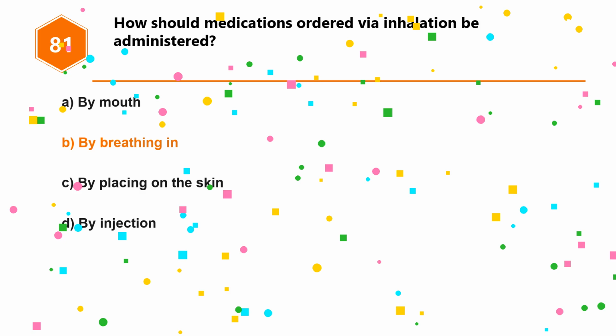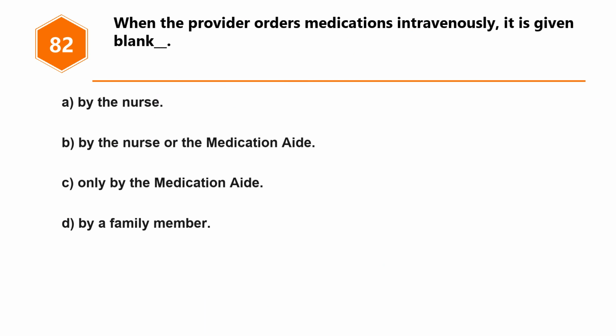The correct answer is option B. By breathing in. Question 82. When the provider orders medications intravenously, it is given blank blank. Option A. By the nurse. Option B. By the nurse or the medication aide. Option C. Only by the medication aide. Option D. By a family member.